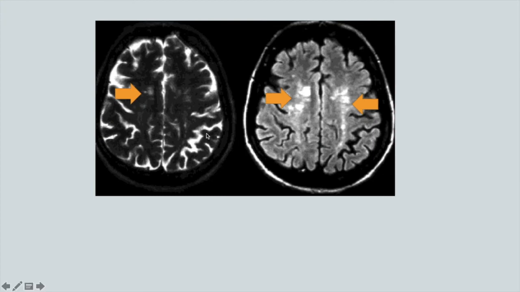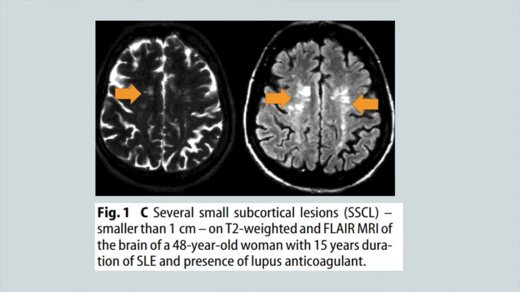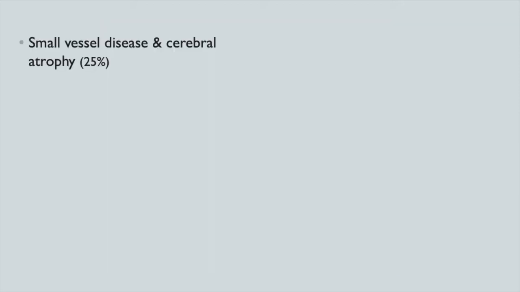In these patients, you can see the selected T2 and FLAIR sequences reveal several T2 and FLAIR hyperintensities, which are less than 1 cm, distributed in the deep white matter of the bilateral centrum semiovale. This is in keeping with chronic small vessel ischemia. These images belong to a 48-year-old female with a 15-year duration of SLE and positive lupus anticoagulant.